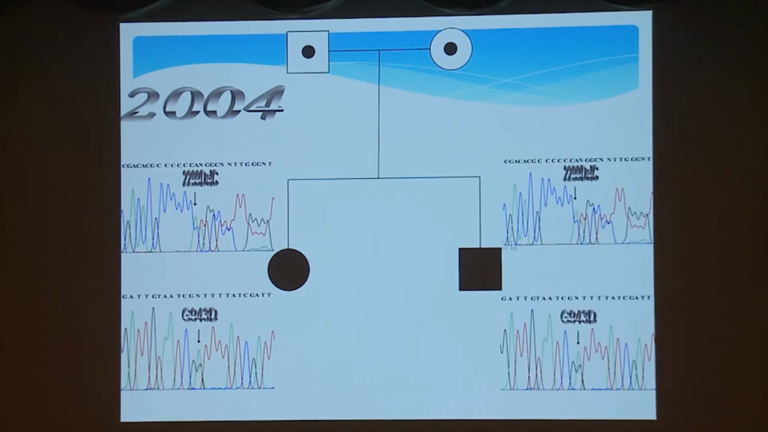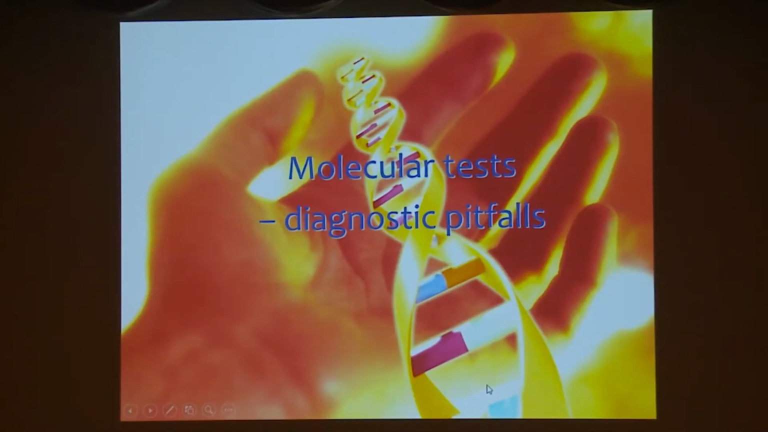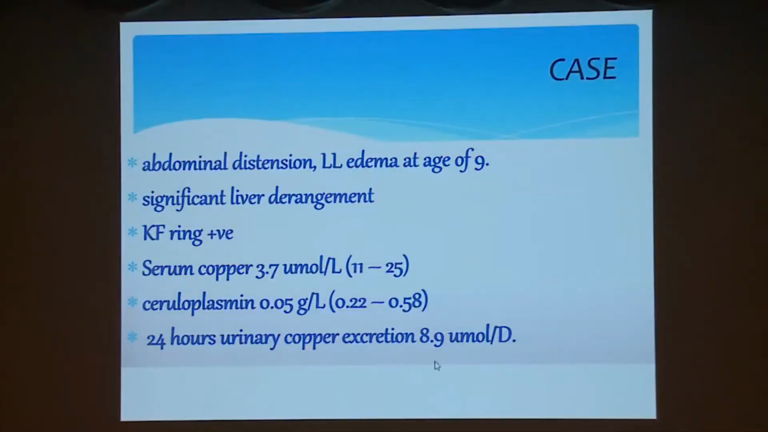We just picked him up when he was 18 years old, and we found the same mutations as his sister. At that time, he had hand tremor and liver impairment as well. So if you have any case that was tested before with less optimal biochemical markers, you may consider revisiting the case with genetic testing. I have said how good the genetic test is, but sometimes it can also have pitfalls.